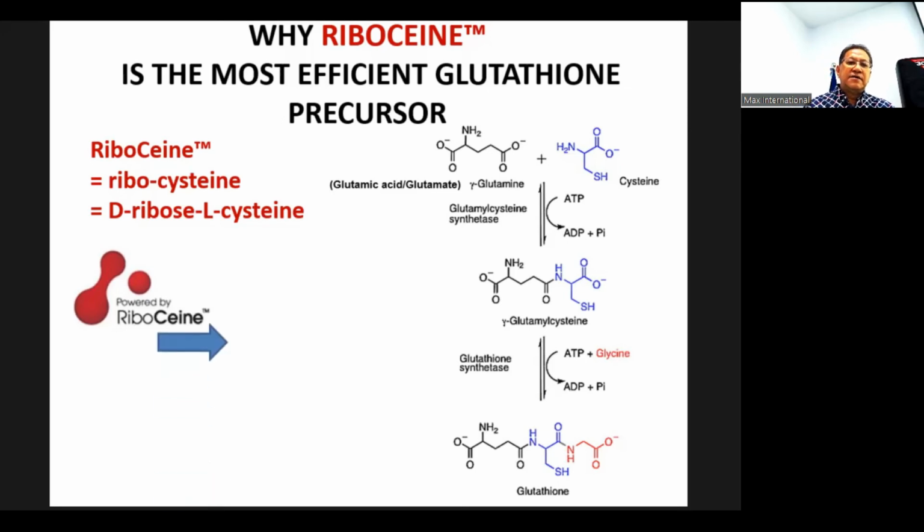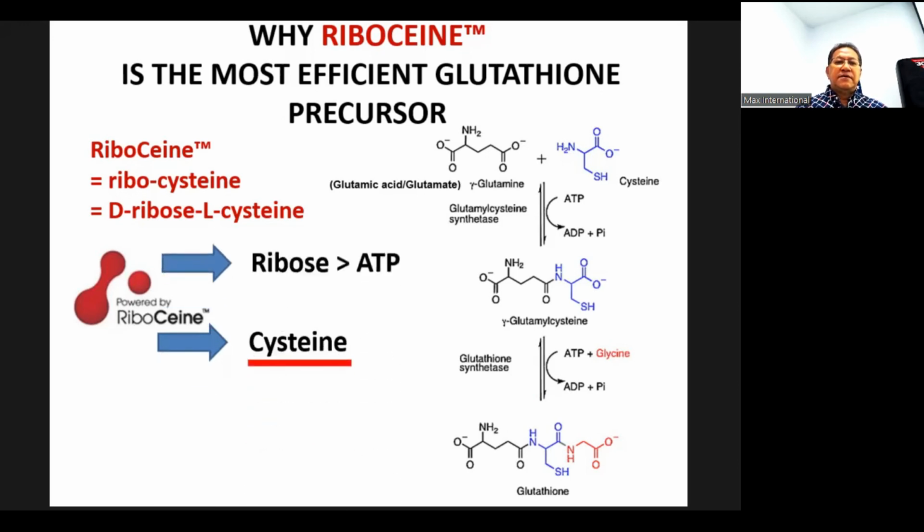Right, you have cysteine, okay, and then you have ribose. So the ribose will give you more ATP. Then cysteine goes into the synthesis of glutathione. So that's cysteine there. In the first part, you have glutamic acid, then it's joined with cysteine with the help of this enzyme called glutamyl cysteine synthetase. You can see ATP is required there.